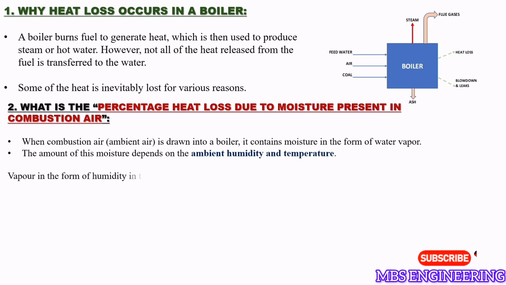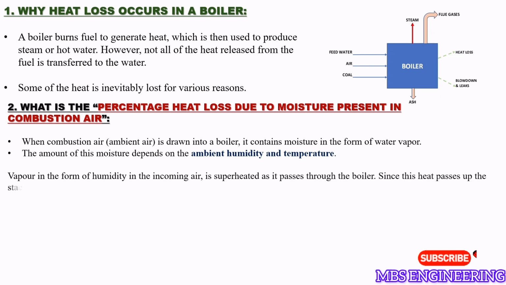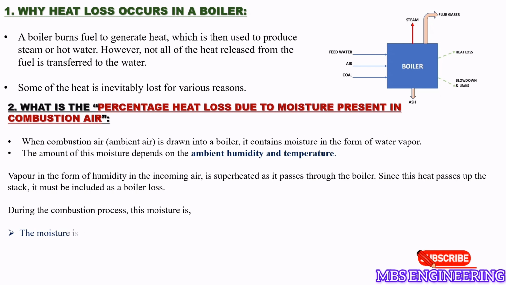Vapor in the form of humidity in the incoming air is superheated as it passes through the boiler. Since this heat passes up the stack, it must be included as a boiler loss. During the combustion process, in the first step, the moisture is heated from ambient temperature to 100 degrees Celsius. It is called sensible heat.